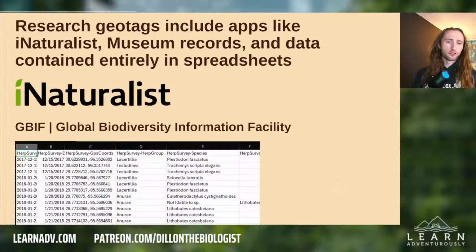And then contrast that to research geotags. So these are ones that are really talking about biodiversity data, saying that we found some taxon at this location. So apps like iNaturalist are classic research geotags. Museum records are another one. You can find a lot of those in GBIF, for example, which we had a webinar that recently covered this. And also just your straight up data. So this is actually one of my spreadsheets from a publication I had, I think this study was 2017, 2018. So these are absolutely geotags. There's a GPS coordinates section.